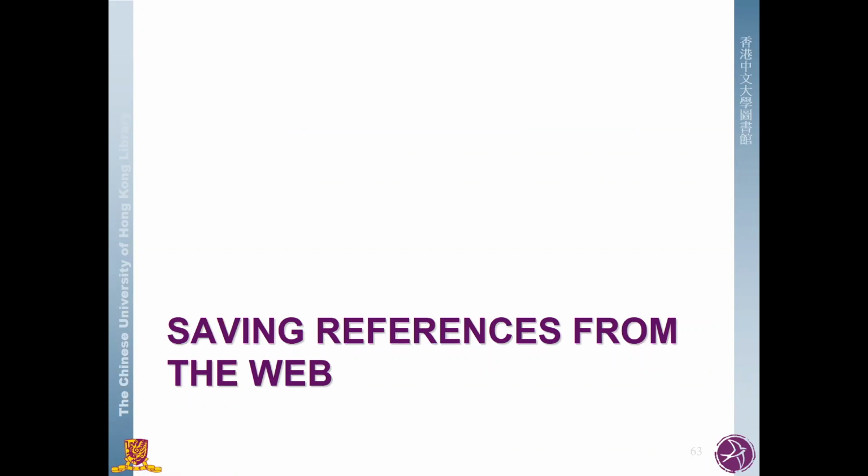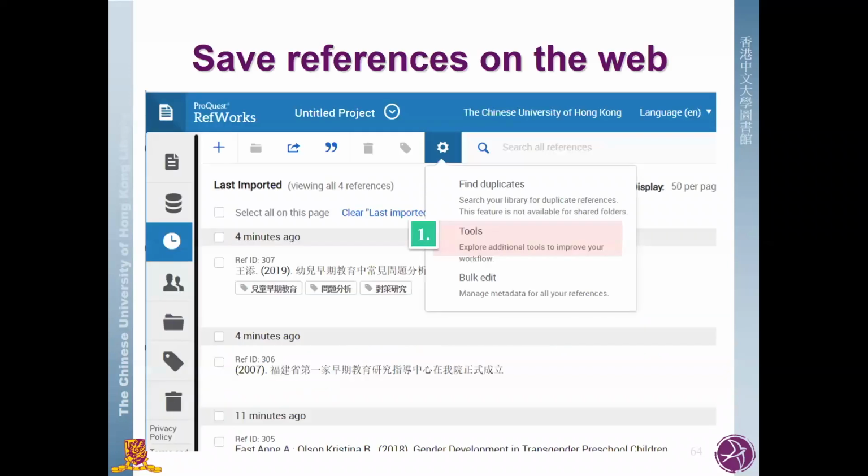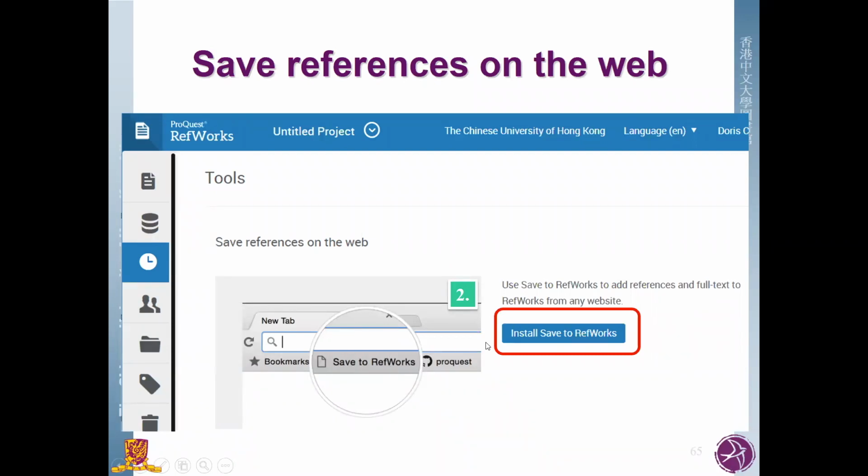And RefWorks offers you one special function. Apart from helping you store article information and book information, you can also get help from RefWorks if you need to capture website information. But if you want to do this, you need to do one thing. You need to click this button and then click tools. And then you need to drag this button. You click on it, install, save to RefWorks, and then you have to drag this button up to your browser toolbar.